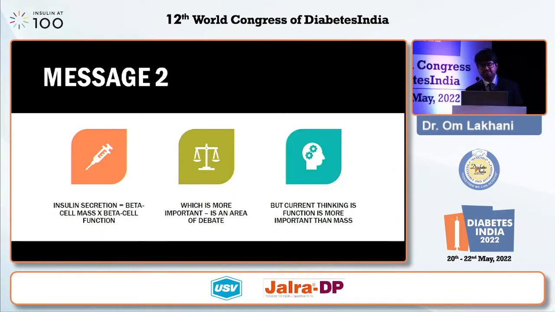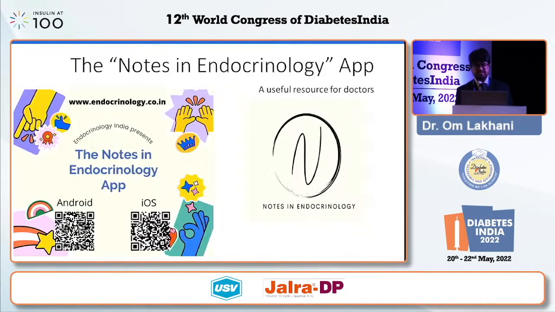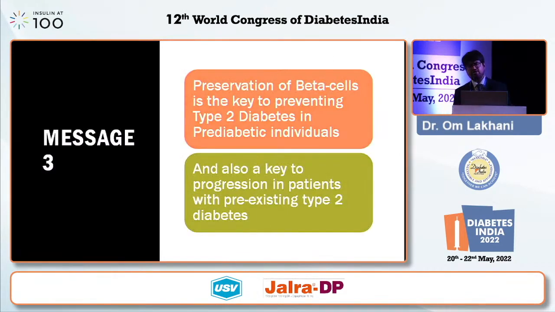The second important message is that insulin secretion is a function of beta cell mass and beta cell function, right? Which of these is more important is an area of active debate, but as of now, we would like to believe that beta cell function is more important. Perhaps that is why remission is more likely. Current thinking is more towards beta cell function than mass. Preservation of beta cell should be very important, right? It's key in preventing the progression of pre-diabetes to diabetes, and also in preventing the progression of diabetes in patients with pre-existing diabetes, right? So these are the take-home messages, right?